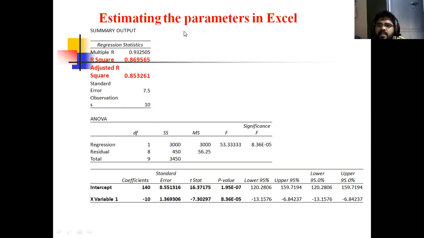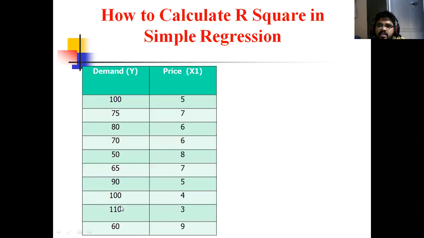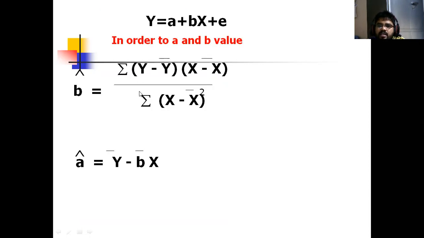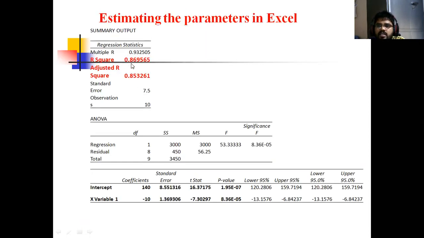So in estimating the parameters in Excel, for example, we are estimating the values by using the software, that is Excel. So I have taken this data. I have calculated the R square value here, see, 0.869569, and the adjusted R square is 0.835.